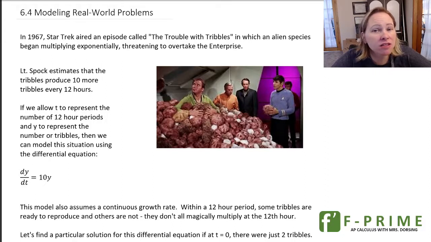If we allow t to be the number of 12-hour periods and y to represent the number of tribbles, then we can model the situation using a differential equation. dy/dt, which is the rate of change of the tribbles over time, is 10y. So however many tribbles there are, each one will produce 10. So if we have 2 tribbles, then we have this equation where our rate, dy/dt, is 20.